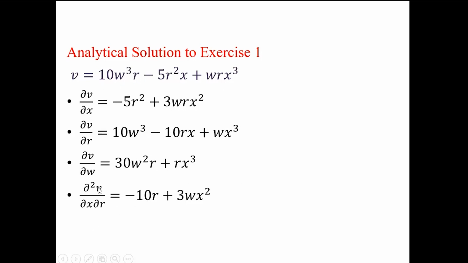Then we can find the second partial derivative of v with respect to x or with respect to r in order to find this. For instance, if we look at the partial of v with respect to s, and then we now find the second partial derivative with respect to r, we are going to get this. Or if we look at the partial derivative of v with r, and then now find the second partial derivative with respect to x, we're also going to get this. So these are the analytical solutions.